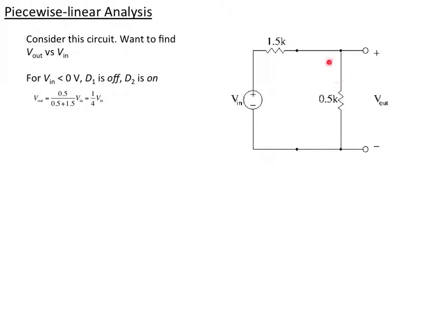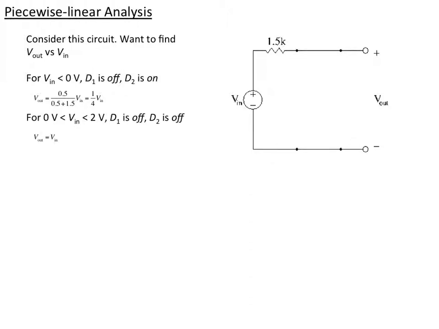And the second diode, which was up here, is on because it allows the current to flow this way. And so I just have a voltage divider now where the voltage out is 0.5 over 2 kilo ohms, so it's 1/4 of V in. But remember, V in has to be negative, so V out is also negative, meaning this side is lower than that side, and the current flows like this, because there was a diode there, remember.